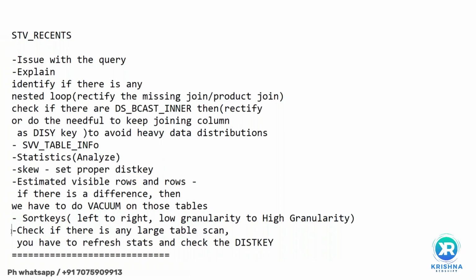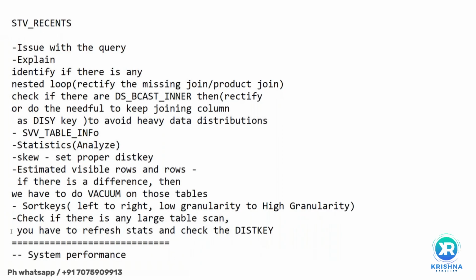But even if you do everything and it is fine, let's say there is no skew, all the statistics are up to date, you are not finding any difference between estimated visible rows and table rows, meaning they are the same, everything is reflecting rightly, and sort keys are also fine, then there is no room for doubt to confirm that it's an issue with the query.